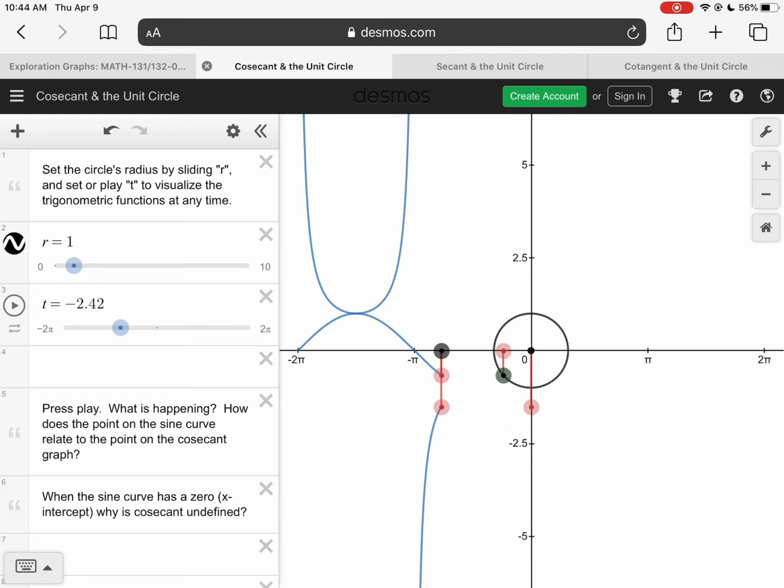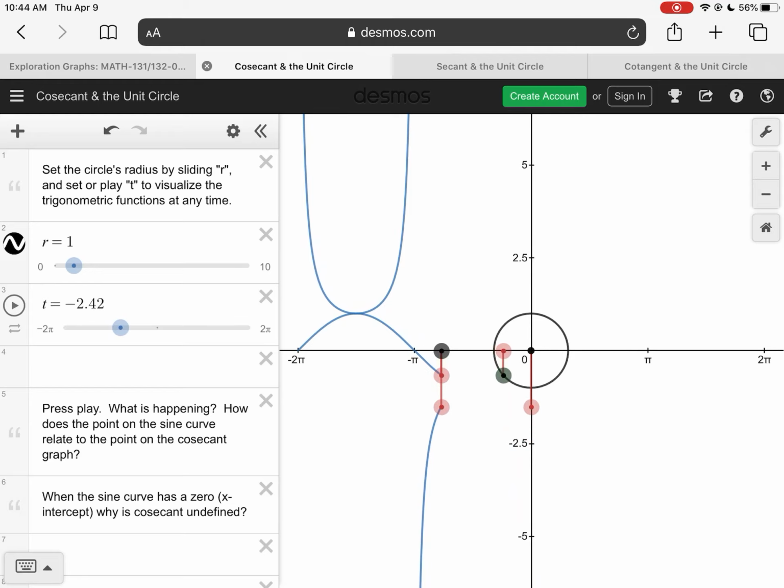Okay, so what exactly is going on here? Let's take a quick look. I'm going to pause it. We've got several things going on. One is we have the sine curve. So do you see this point here is really connected with the sine curve. If you want, you can scroll down and you can turn the sine curve off by pressing this little folder. And that just leaves you with the cosecant curve left.